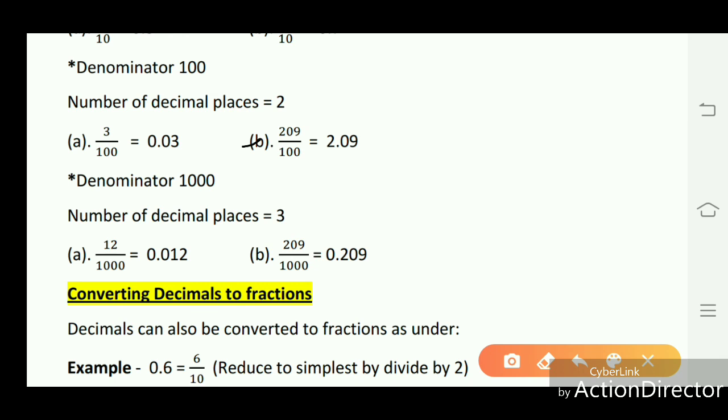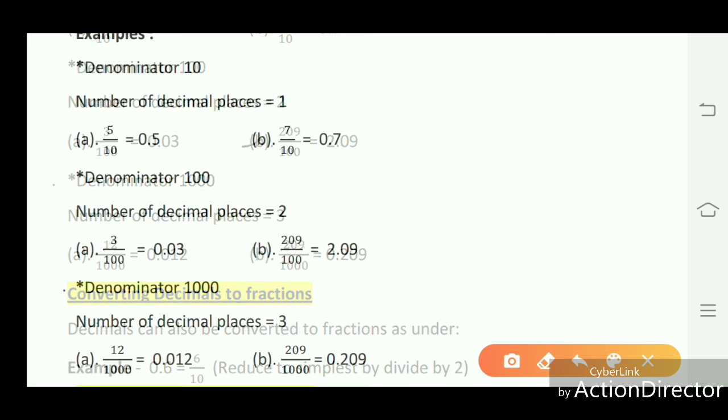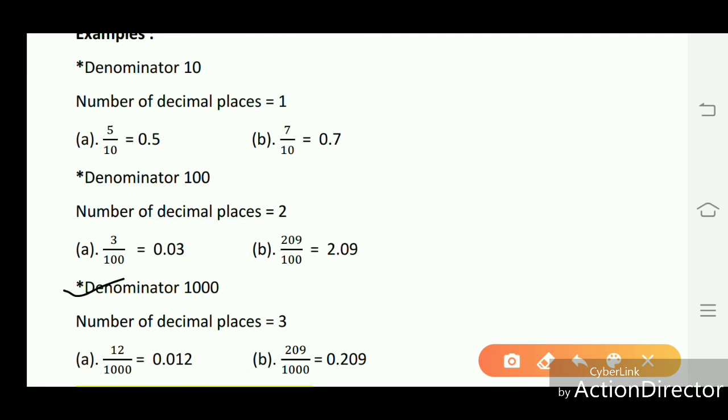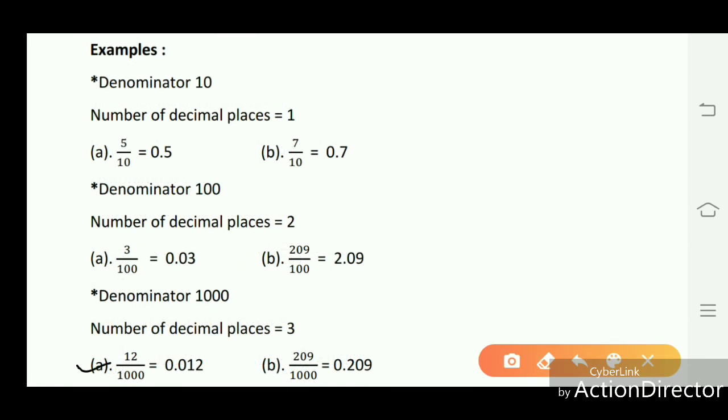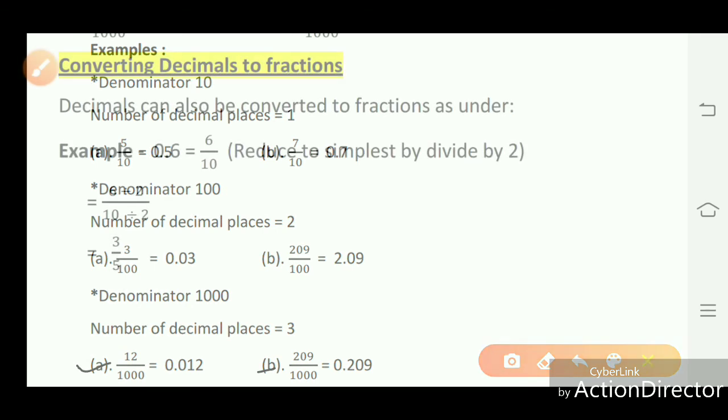Here the denominator has two zeros, so the decimal shifts to the left hand side two places. Denominator 1000, number of decimal places 3. Example A, 12 upon 1000 equal to 0.012. Example B, 209 upon 1000 equal to 0.209. Here the denominator has three zeros, so the decimal shifts to the left hand side three places.